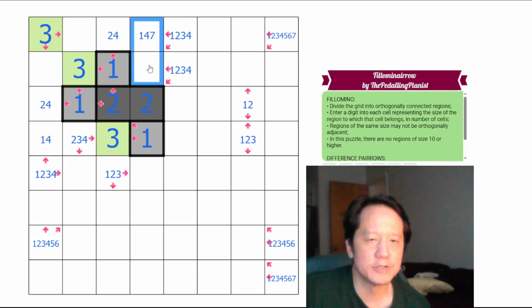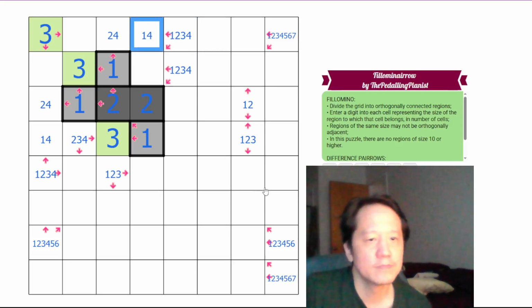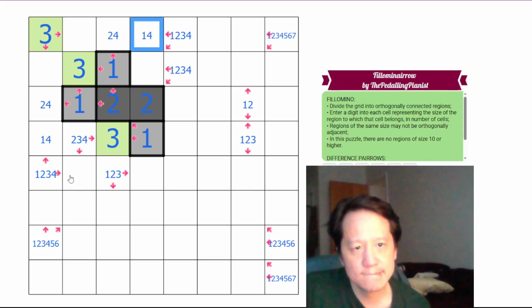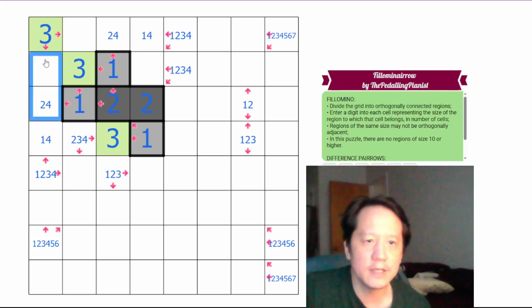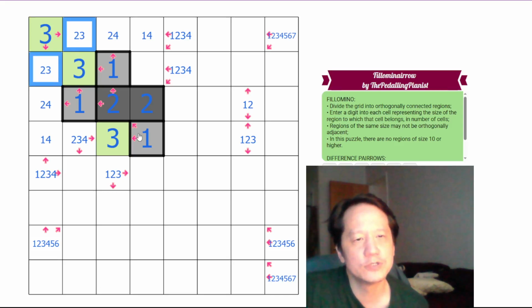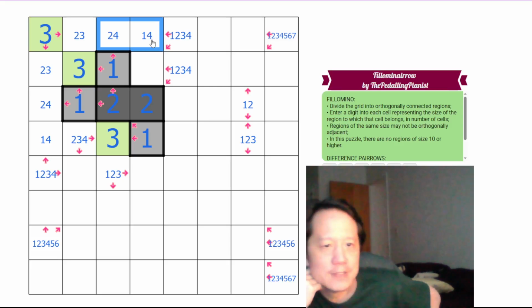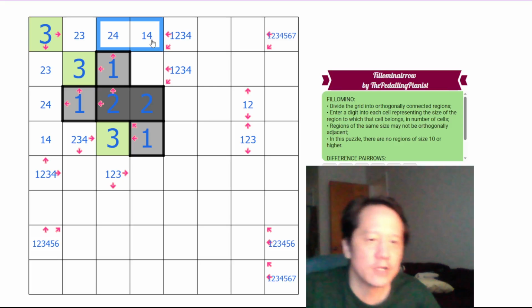Oh, this can't go to 7. So it's 1 and 4. Okay. Two can never go here. Sorry, 2 can never go out here. So this has to be a 2-3 pair here. We don't know which is which. So the 4 has to specifically go out, but we don't know where it can go to.